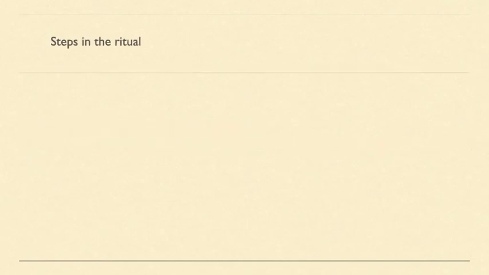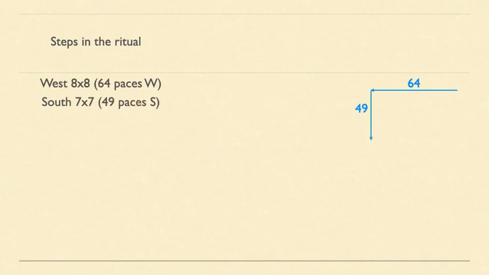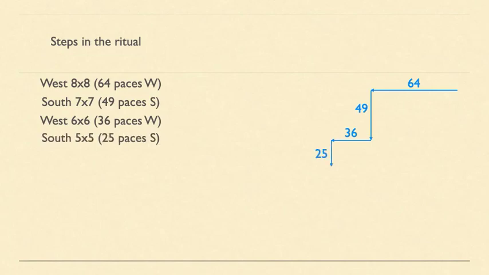The first step of the ritual was 8 by 8 to the west, which meant they had to go 64 paces to the west. So as I read through the ritual, I'm going to go ahead and do a drawing over here on the right. I put in that displacement vector representing 64 paces to the west. The next step in the ritual was to go 49 paces to the south. Then they had to go another 36 paces to the west. Then they had to go 25 paces to the south.